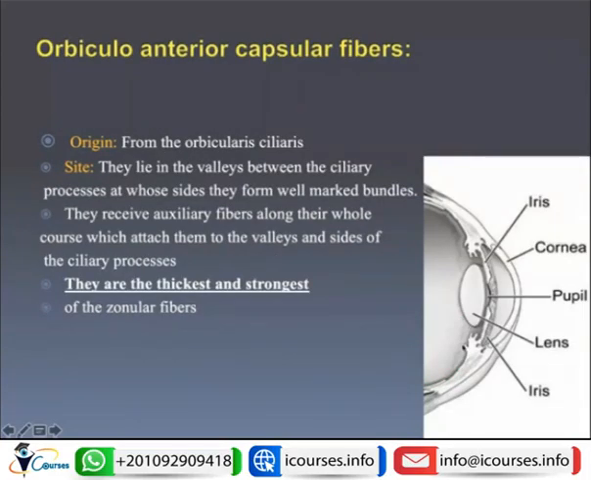So as we said, there are orbiculoposterior fibers, and there will be orbiculoanterior fibers. Orbiculoanterior fibers arise from the orbicularis ciliaris, or the ciliary body, and they are located in the valleys between the ciliary processes, and they are inserted into the anterior surface of the lens. That's why they are called anterior capsular fibers, and they are the thickest and the strongest. And here is what is asked in the MCQ. The orbiculoanterior, as you can see here, is the thickest and the strongest.